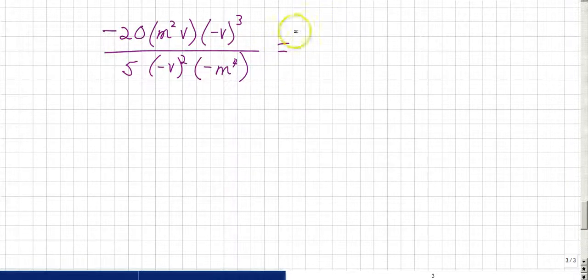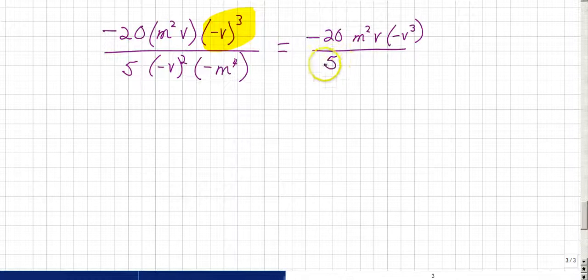So let's just simply go straight across with the numerator. M squared v. I'm just going to kind of drop the parentheses. Now negative v cubed, think of that as negative 1v cubed, because that's exactly what it is. And a negative number raised to an odd power will give you a negative number. So that becomes negative v cubed. Likewise on the bottom, 5, just leave it there for now. Negative v squared, we have an even exponent, so that becomes positive v squared.